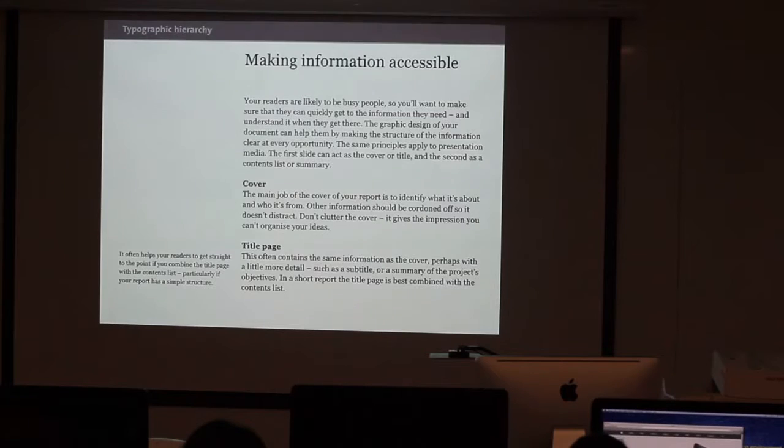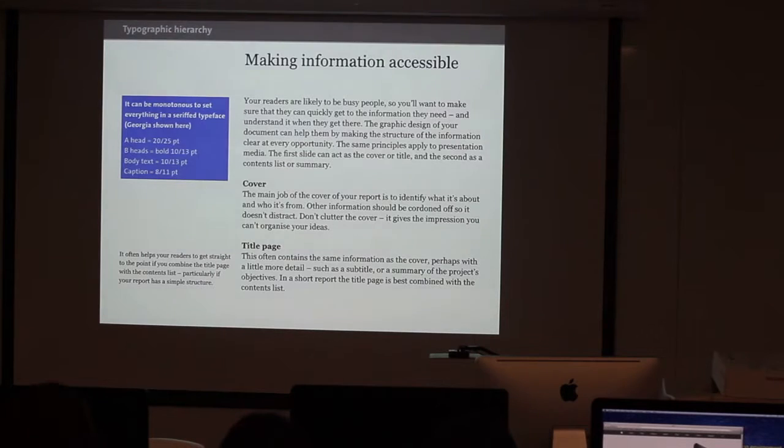Of course, you might have other things. These are the subheads, and then I put the caption over in the smaller column. So I have a system going now. This is the A head, the top level heading. It's 20 over 25. I have B heads that are the same as the body text type, but bold. And I've set the caption smaller. Good solid hierarchy, a bit boring. It's not easy to scan things. It's reasonably okay, but it could be a little bit monotonous.